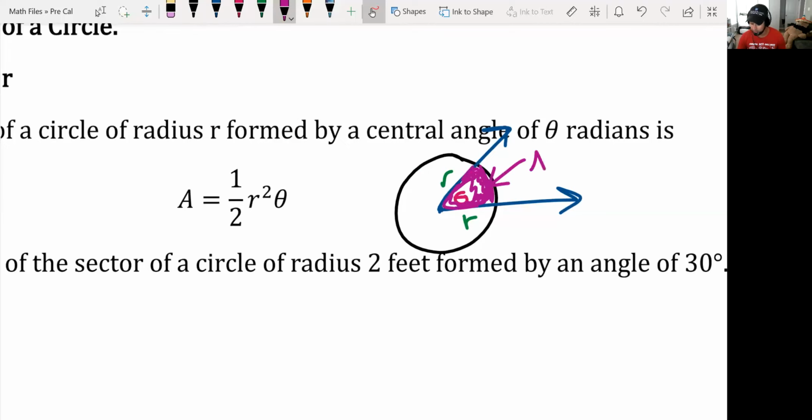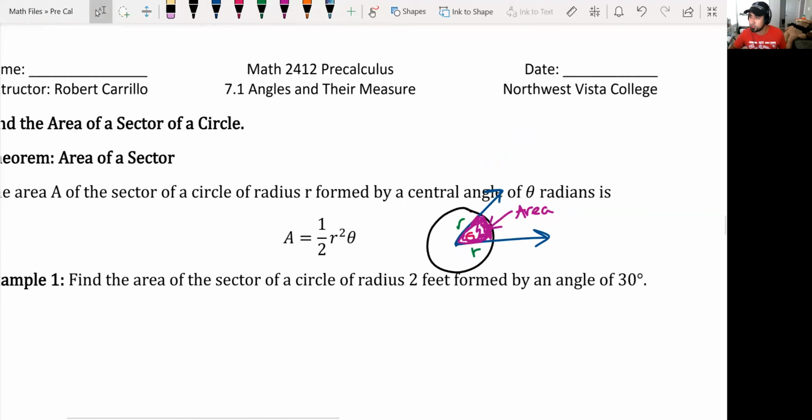We're looking for the area. No longer the length of the arc. We want to know what is the area. If I took a slice of pizza, what is the area of that pizza? Nobody cares about the area of a pizza. Just eat it, right? Okay.